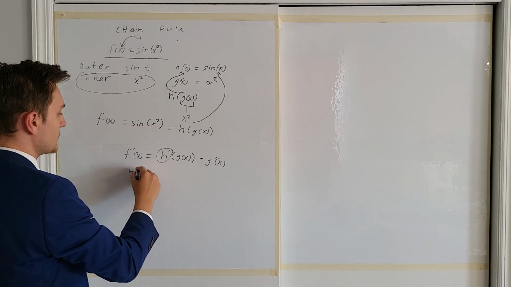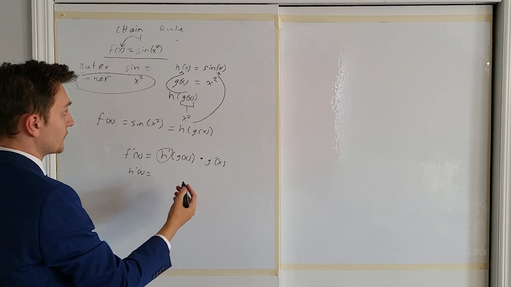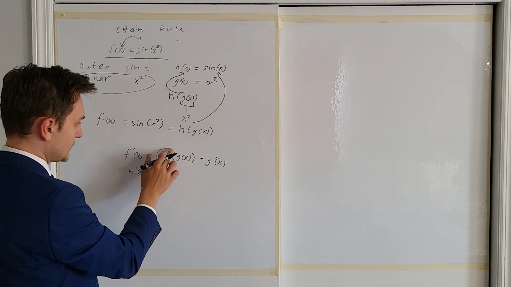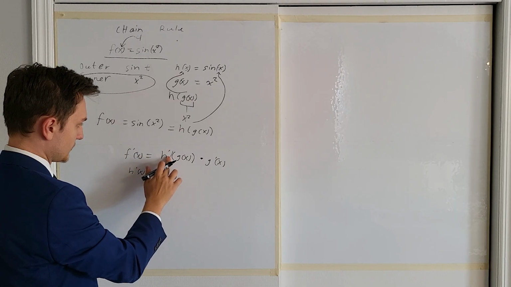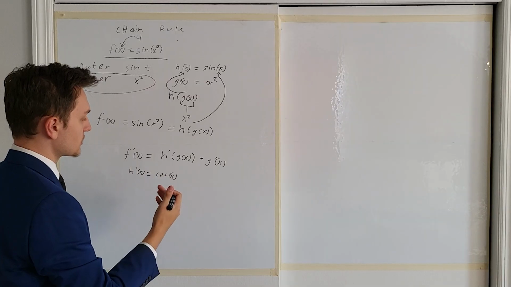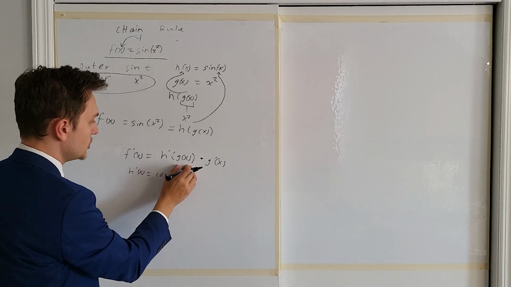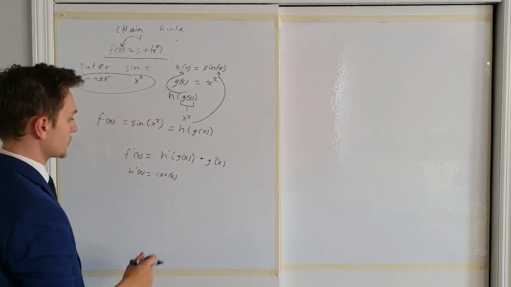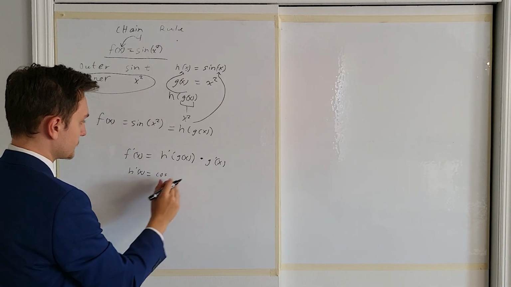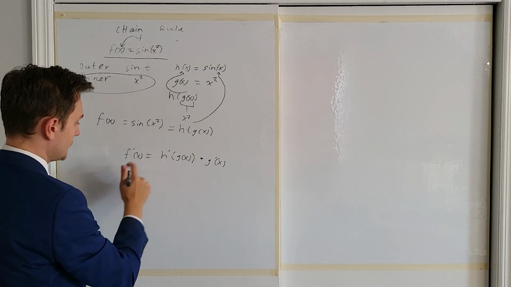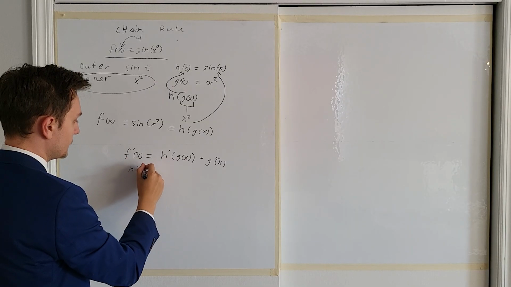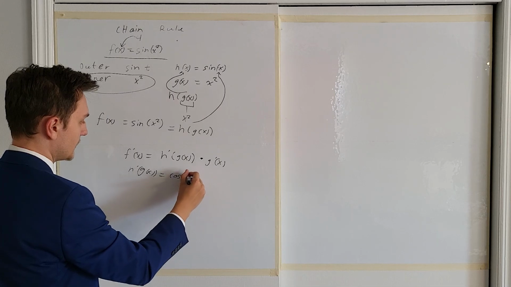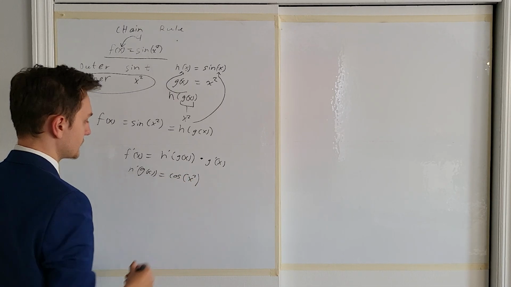I know h prime of x equals the derivative of sine, which is cosine of x. And then I need to evaluate that at g of x. That just means I need to plug in g of x wherever I see x. Whereas g of x is my inner function, x squared. So h prime of g of x is going to equal cosine of x squared. Okay?